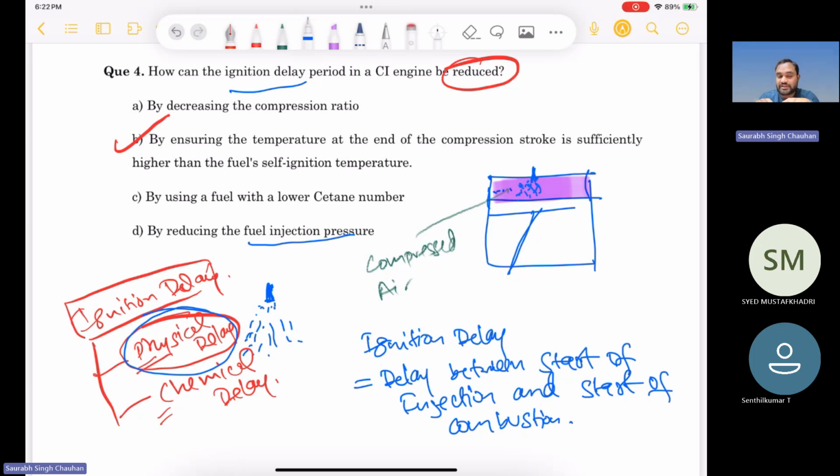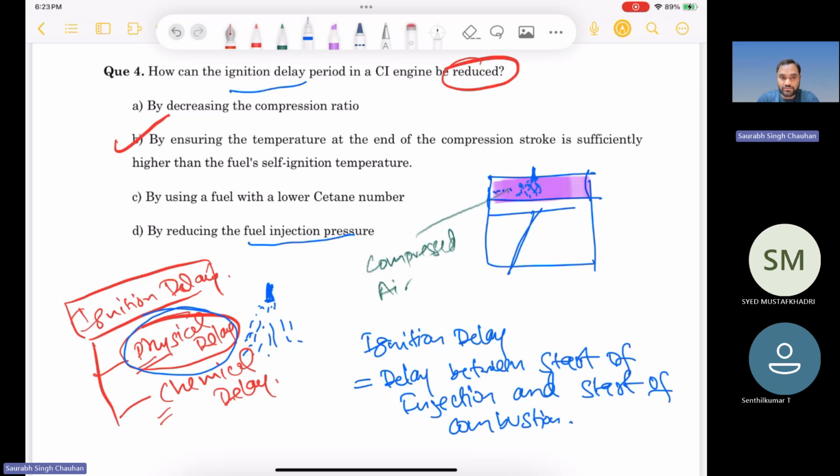This is the reason that in most of the diesel engines that we have nowadays, fuel is injected at very high pressure, like 500 bar, 1000 bar. So you can think that this is a very high pressure.